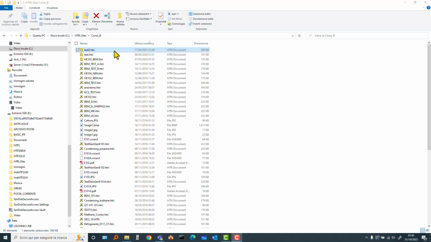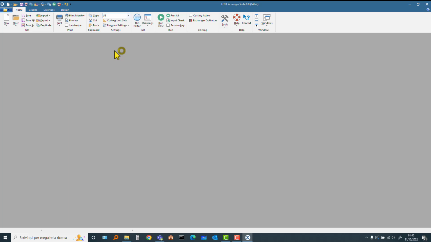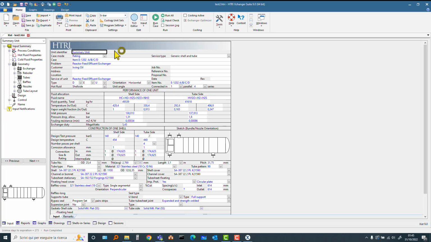Well, let's take another case now. We take this file, which is called test 2. This is clearly a high pressure heat exchanger because it has a D-type channel. The channel, this part of the exchanger, is a D-type. Moreover, it's not a single unit because you see here we have 4 shells in series.